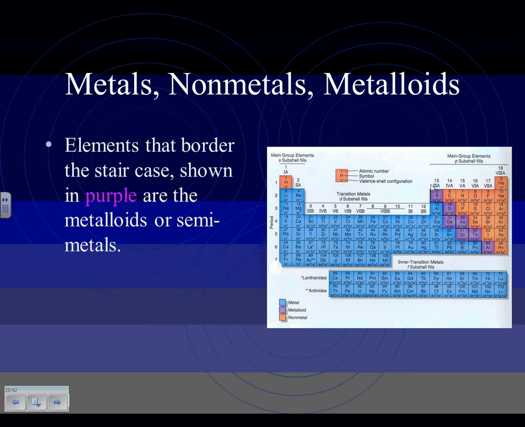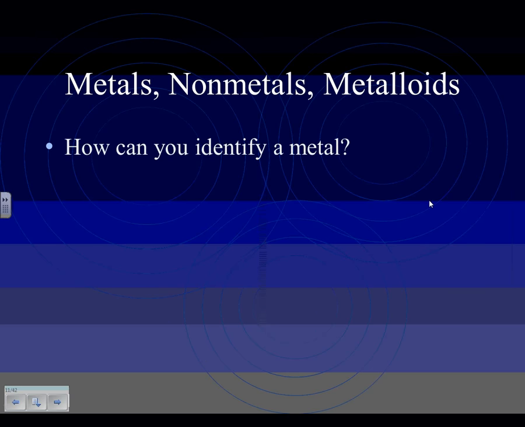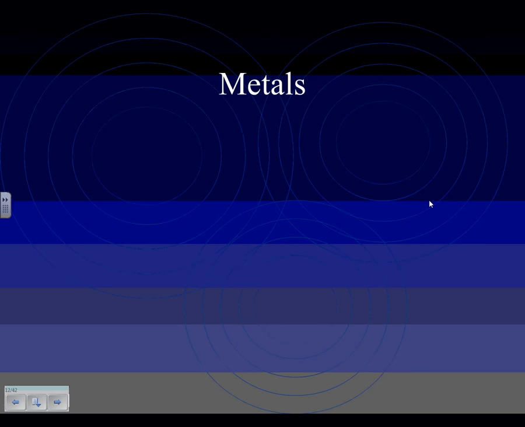So, again, elements that border the staircase are shown in purple. Again, there is one exception, aluminum, because aluminum has more of a metallic characteristic. I don't know if you've ever worked with aluminum foil, but it is lustrous and it exhibits some of the other characteristics that we're going to find out about that pertain to metals. So that brings me to my next series of questions. How do you identify a metal? What are its properties? What about the less common nonmetals? What are their properties? What is a metalloid?